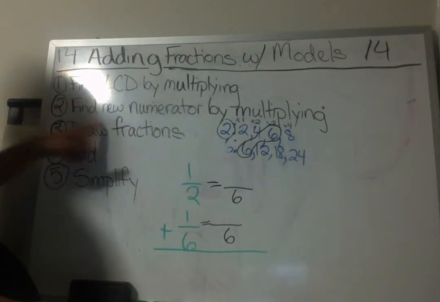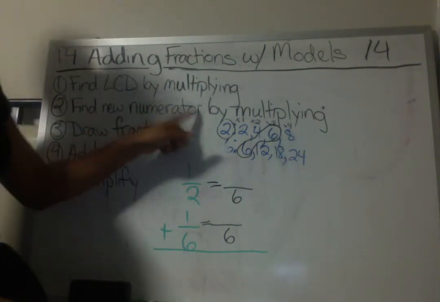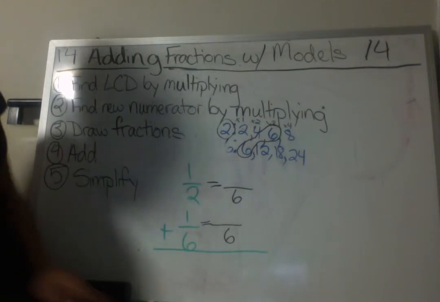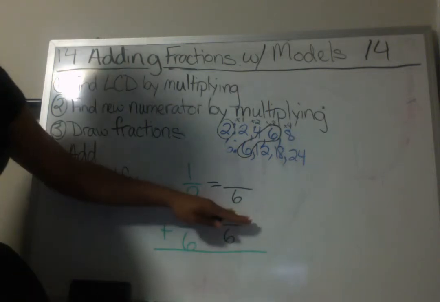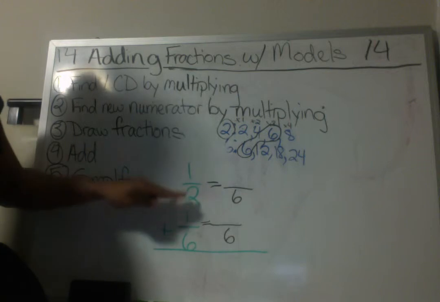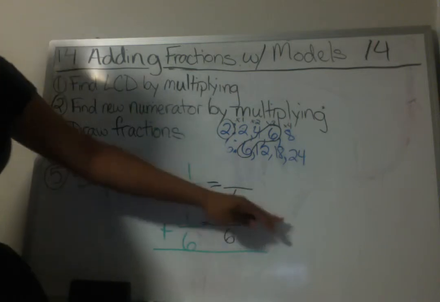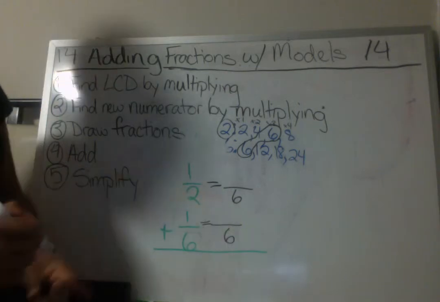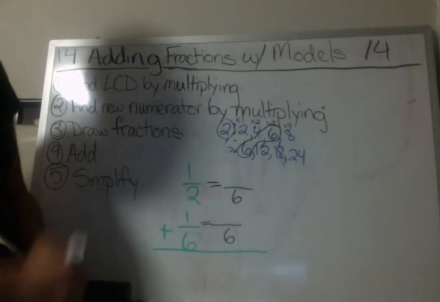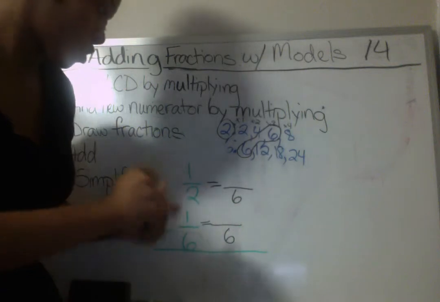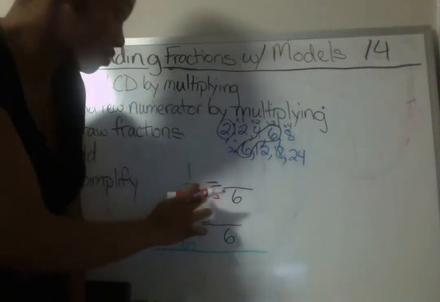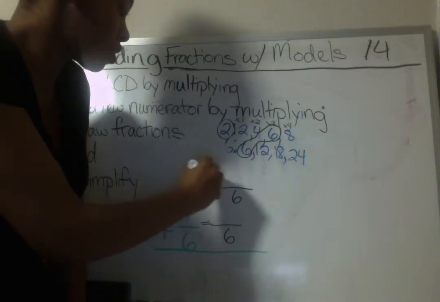So that takes us to step 2. Find a new numerator by multiplying. Whatever you do to the bottom, you must do to the top. So I'm going to look at the top one first. I'm figuring out how did I get from 2 all the way to 6, and I'm using multiplication. So what times 2 will give me 6? Times 3. Whatever you do to the bottom, you must do to the top.